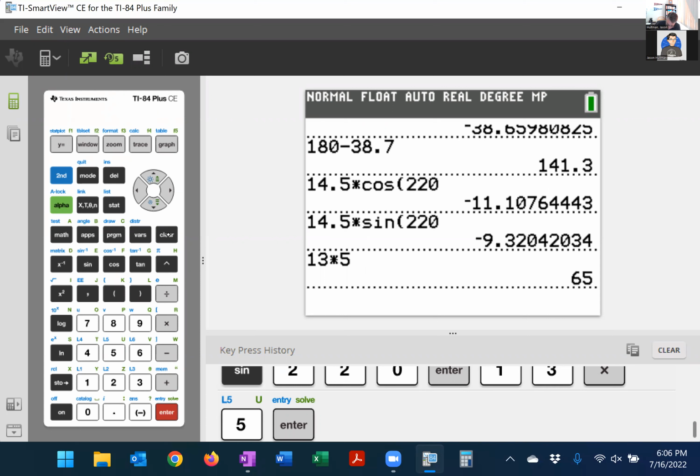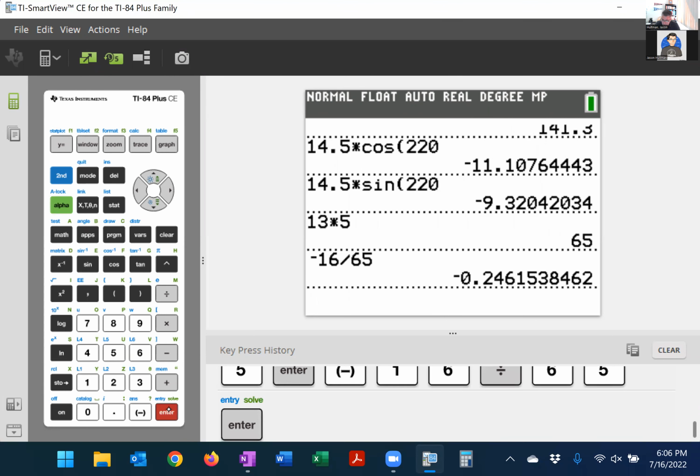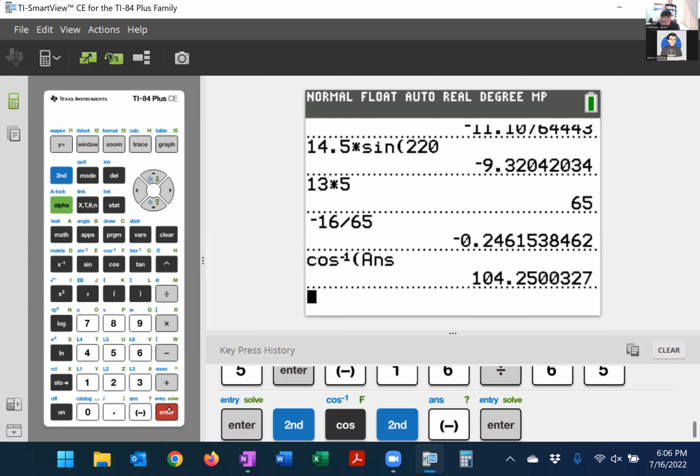And so what I want to do is I want to go negative 16 divided by 65. But I want to take this value and I want to inverse cosine it. Second, inverse cosine that value, and it gives me 104.25 degrees.